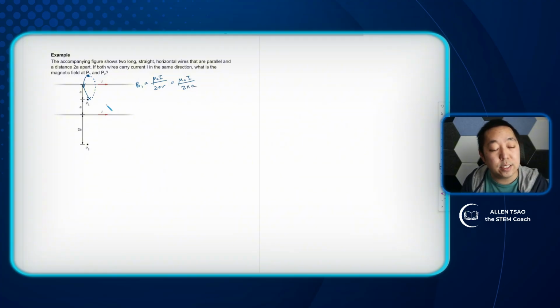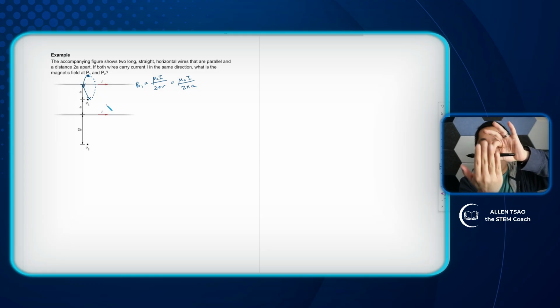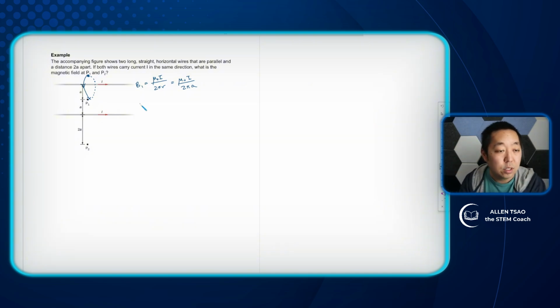Let's look at this guy right here. So again, going left to right, on the back side it's going up, on the front side closer to me it's going down. So it's going down here into the page, come out and out of the page. So this one's coming out of the page, okay, which is mu naught I over 2 pi A.